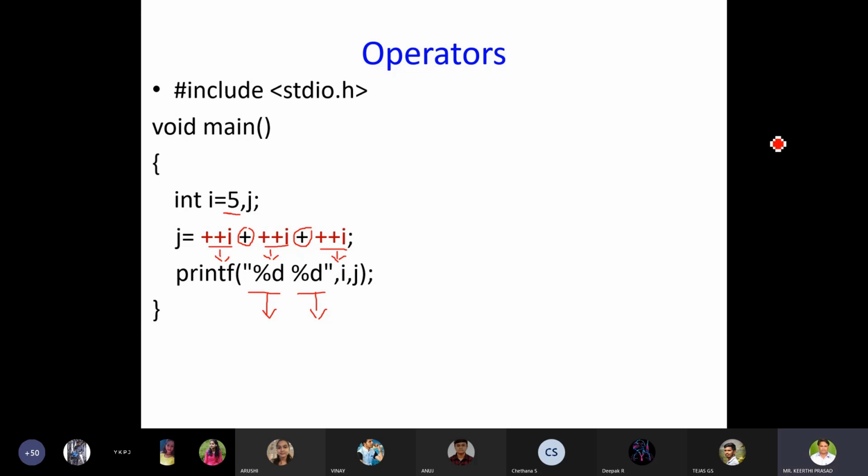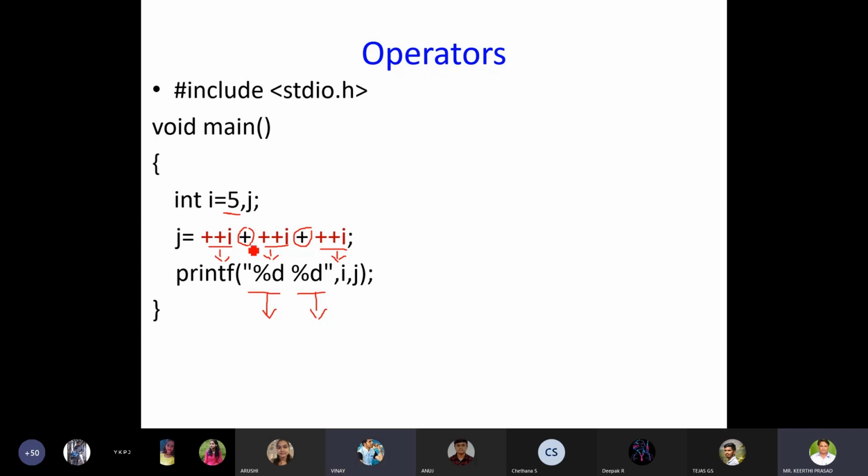Yes, any other answer? Who is saying 8? Okay, whoever it is. What is the answer? I value is what? 5, sir. 6.